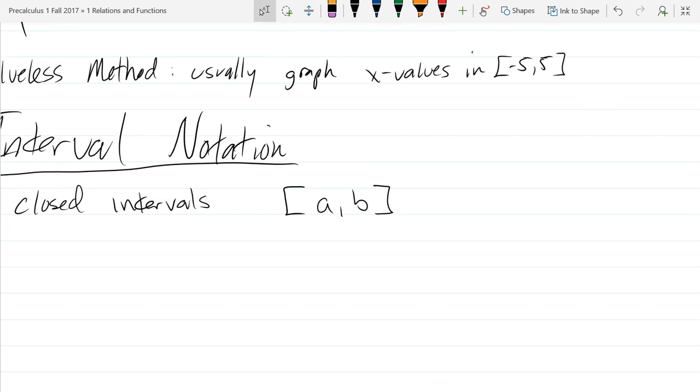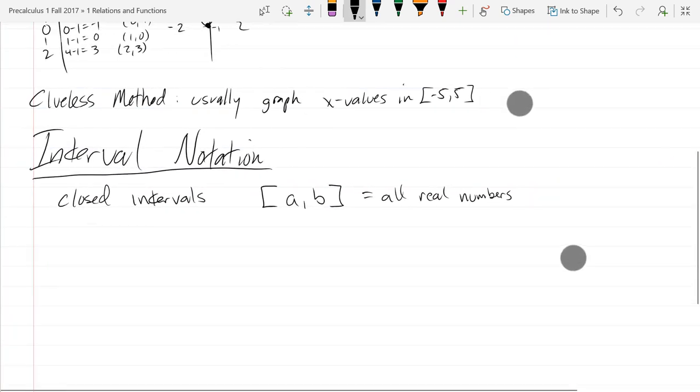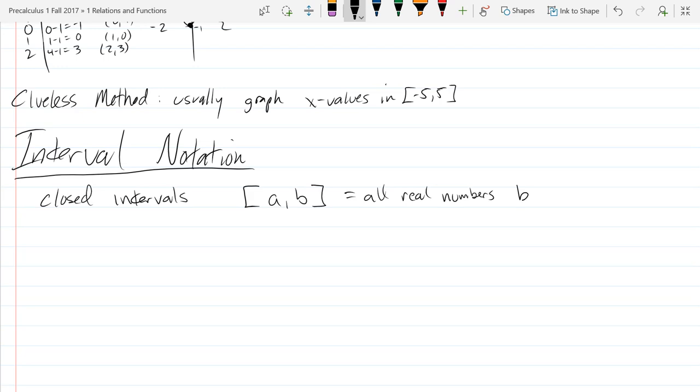So this interval from A to B, this is all numbers between A and B, including the endpoints. And more specifically, all real numbers between A and B, including A and B.